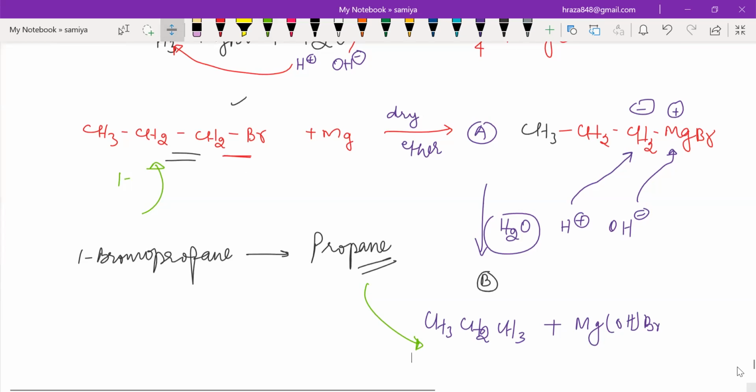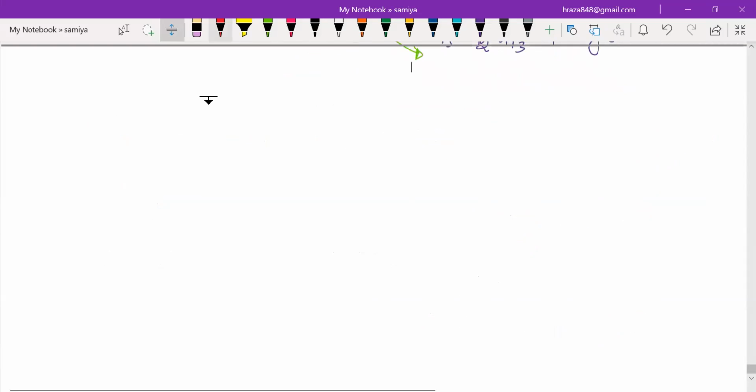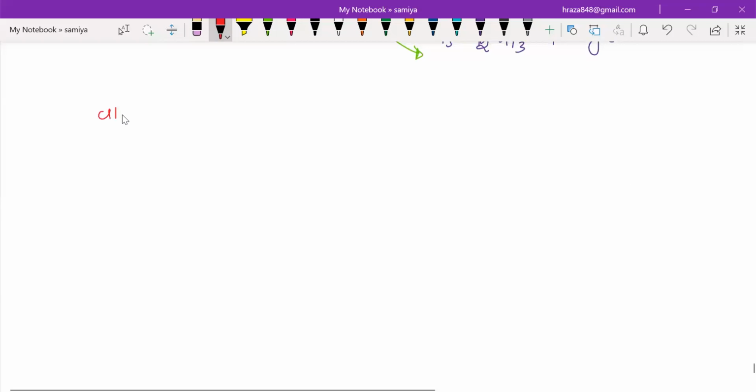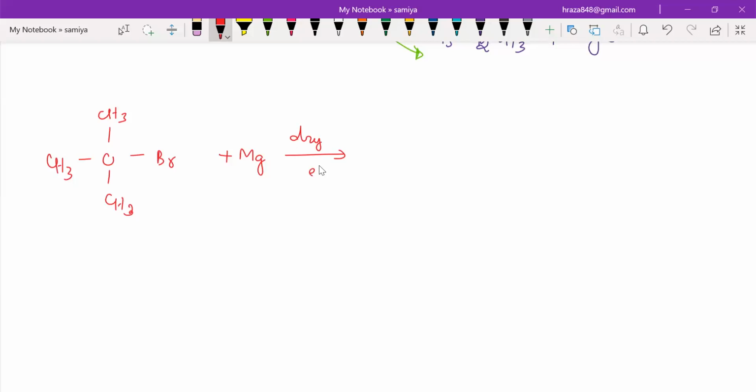So now I'm going to give you two questions on this. So there is CH3, there is CH3, and then there is CH3, and this is associated with bromine. And you are going to react this with magnesium, then hydrolysis, in the presence of dry ether.